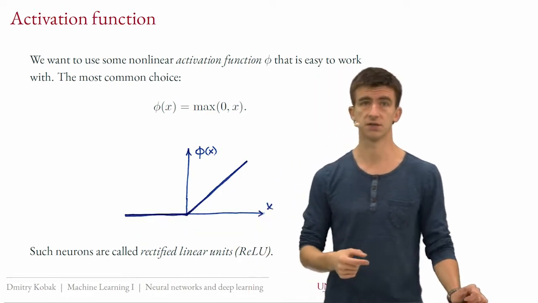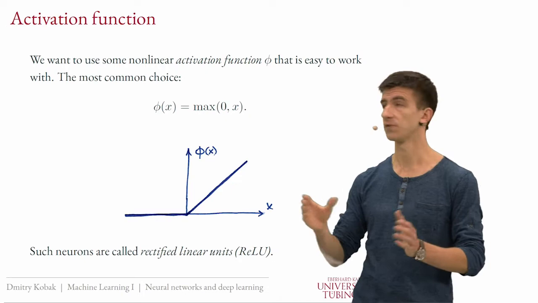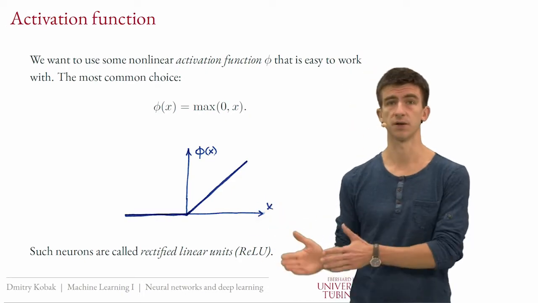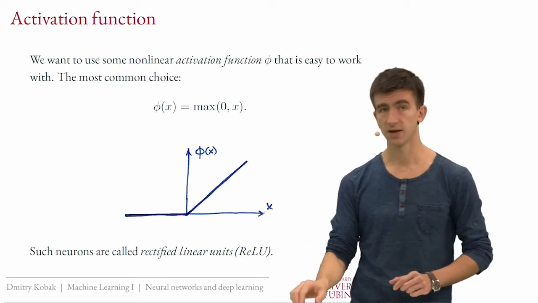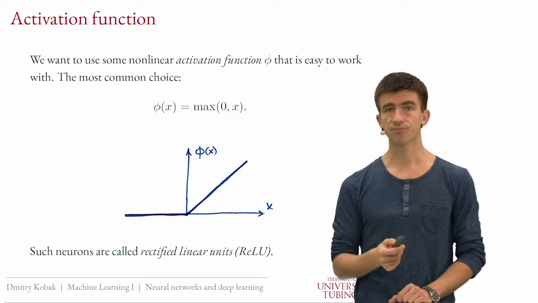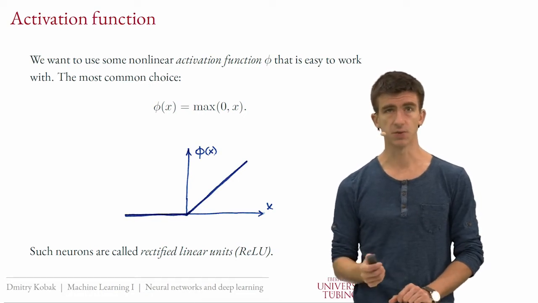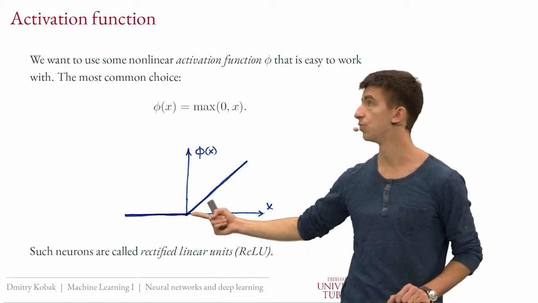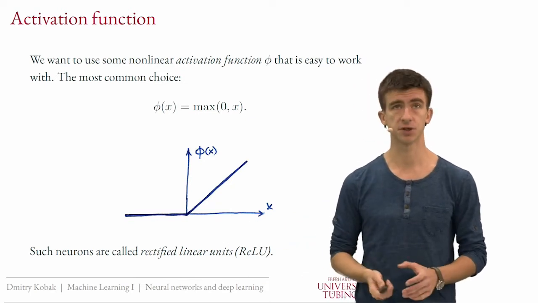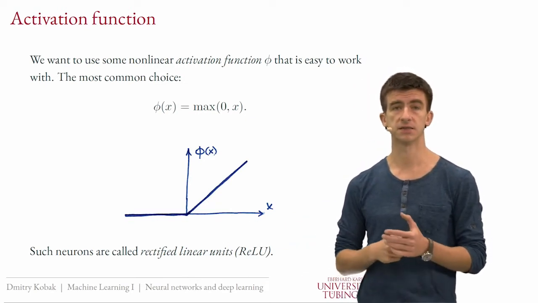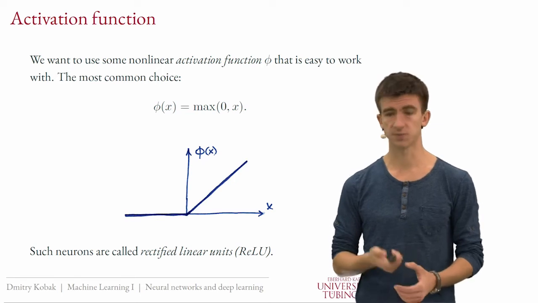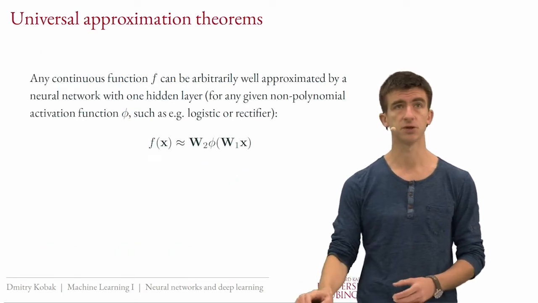So the derivative is just a threshold. Whenever your x is positive, derivative is 1, and below it's just 0. So that's actually pretty convenient to work with, despite non-smoothness over here. So there are other choices of phi that are used in practice, but I'm not going to mention them. We're just using ReLUs here.